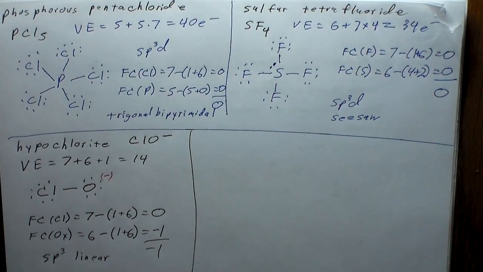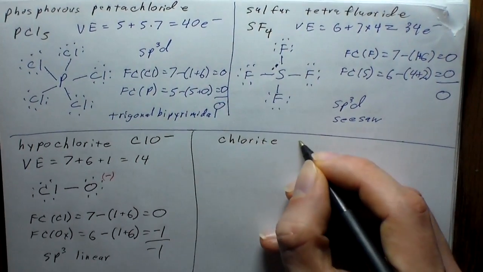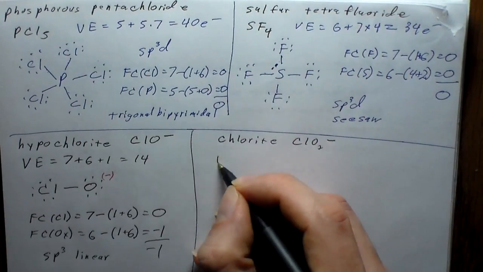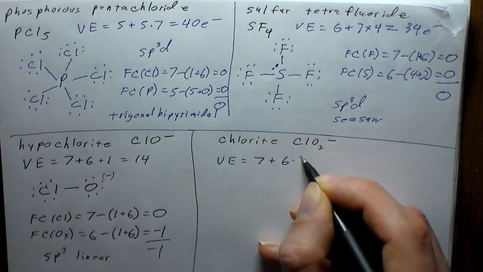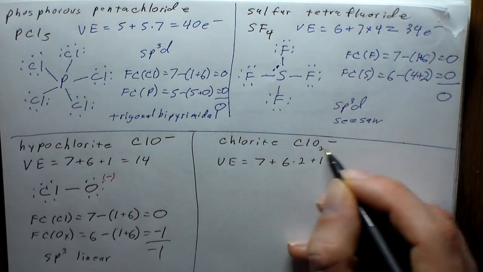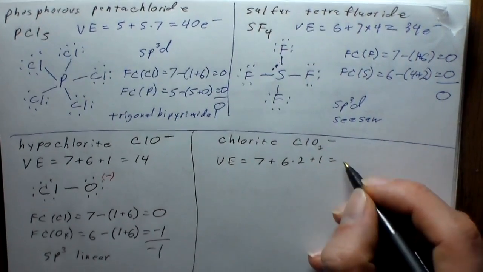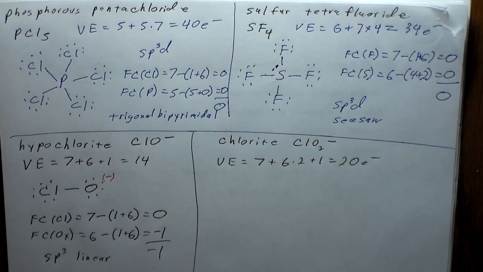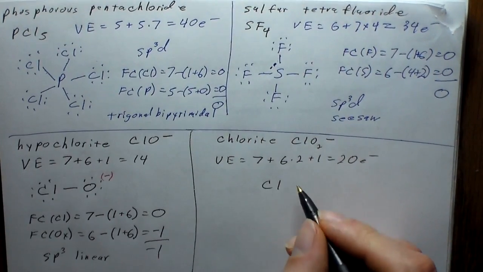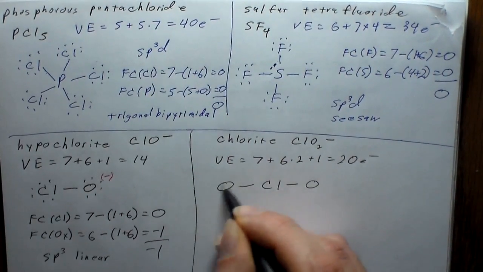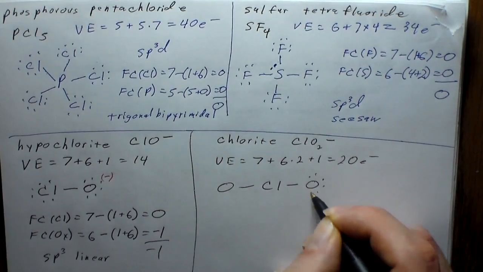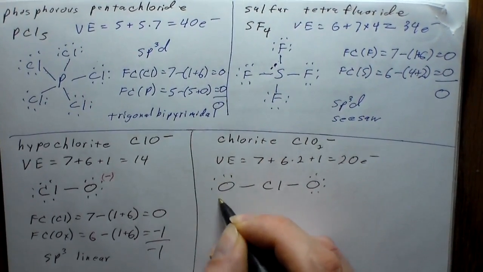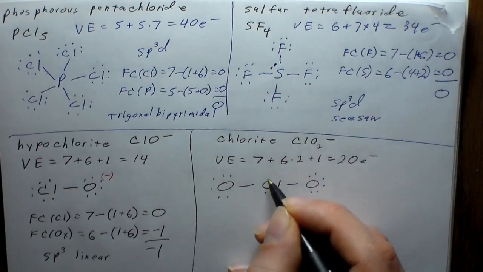All right, the next one is just chlorite. So that's going to be ClO2 minus. In this case, my valence electrons: 7 for the chlorine, plus 6 times 2 for the oxygens, plus another 1 for the negative charge. That's going to be 20 valence electrons on there. So again, chlorine in the middle, and then the oxygens on the outside. And this is going to be 1, 2, 3, 4, 5, 6, 7, 8, 9, 10, 11, 12, 13, 14, 15, 16, 17, 18, 19, 20.